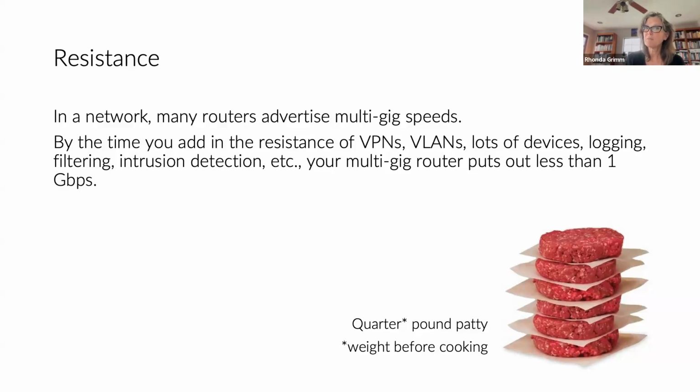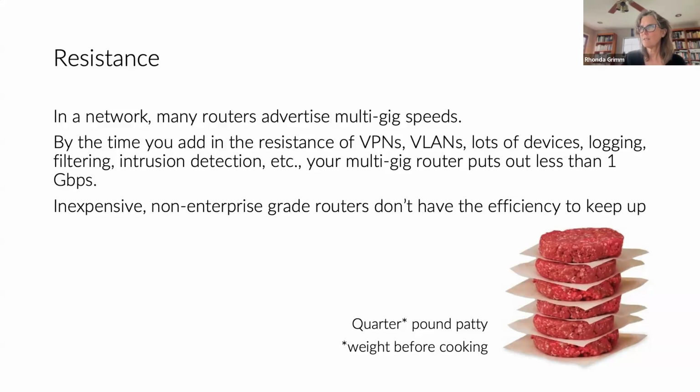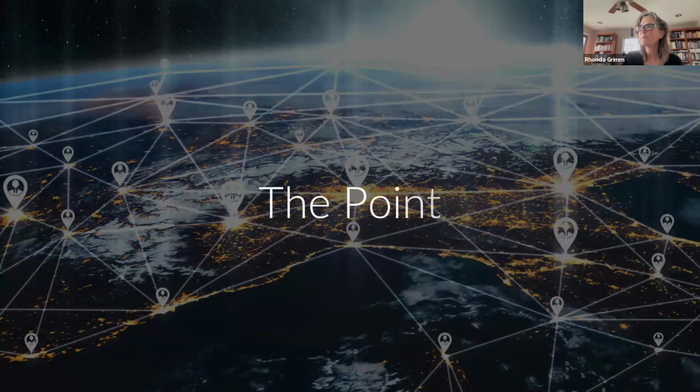In fact, we put some things on a bench, and your 10 gigabit port is delivering around 300 megabits per second. It's crazy. So again, the more you turn up features, the slower things are going to get. And truly inexpensive, non-enterprise grade routers just don't have the efficiency to keep up. So what's the point of all this knowledge?